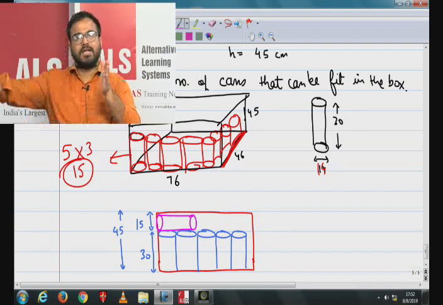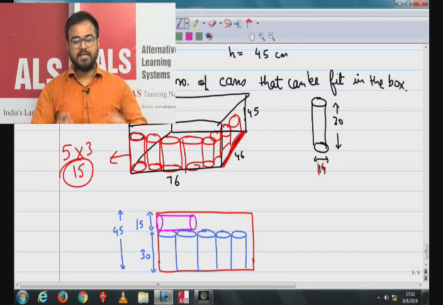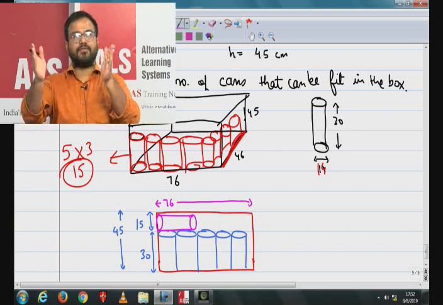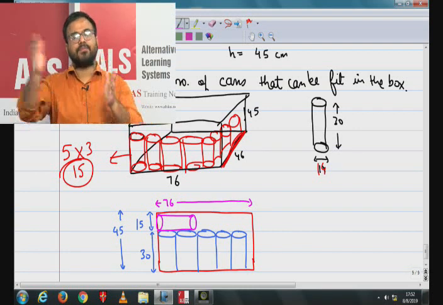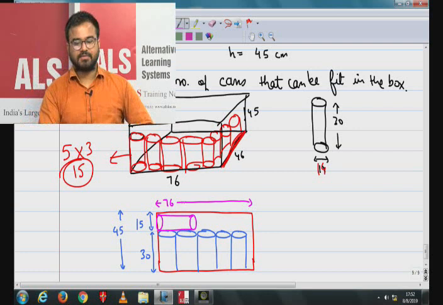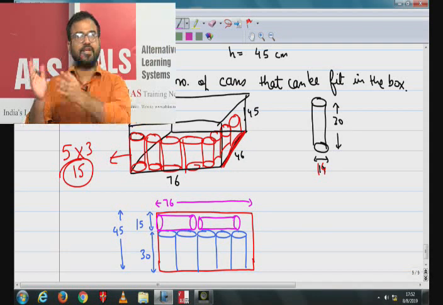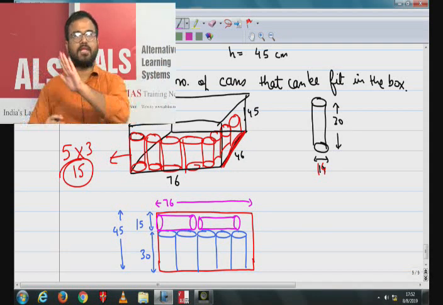Now along the length, how many cans can we place? Since the total length is 76 and the height of one can is 30, we can put 2 cans. This will be 30 and another can will be like this. 2 cans we can put. Are you getting it? The remaining part is left but we can't use that space. Now 2 cans along the length.